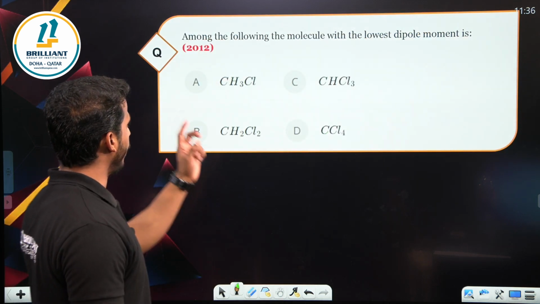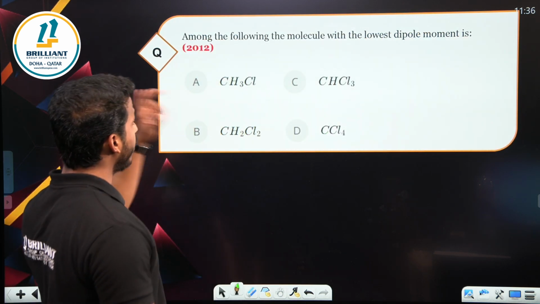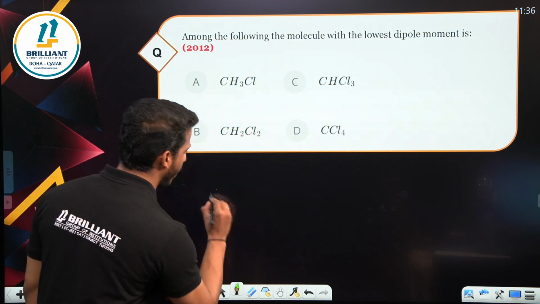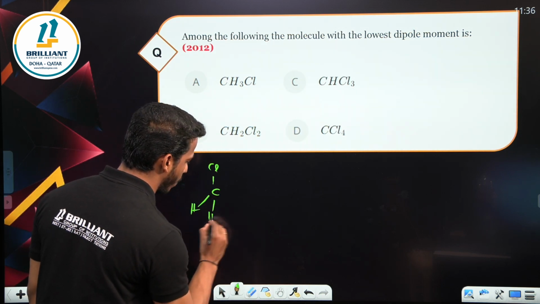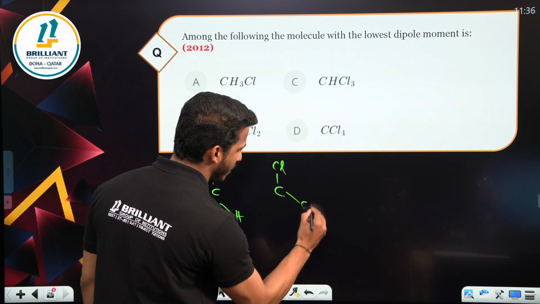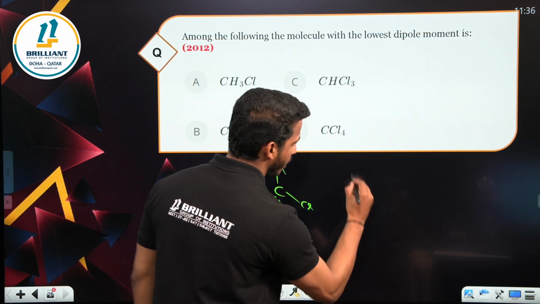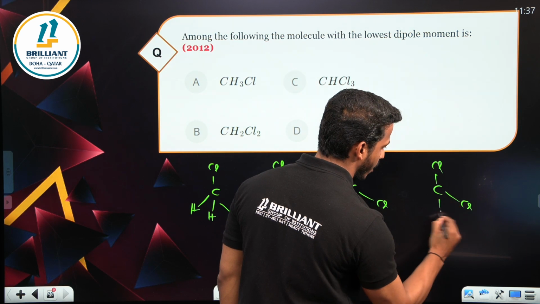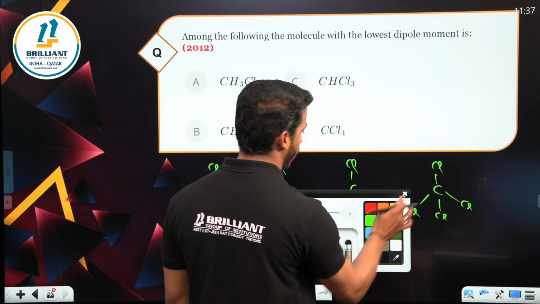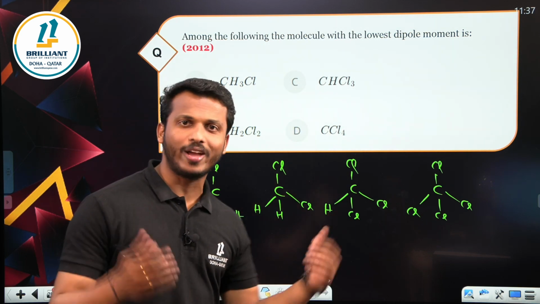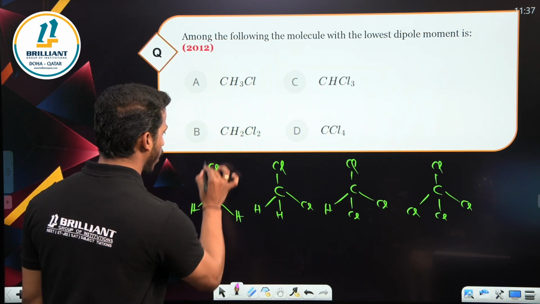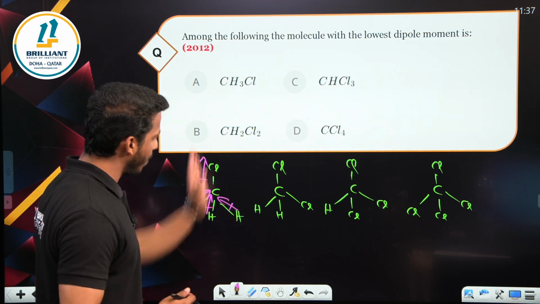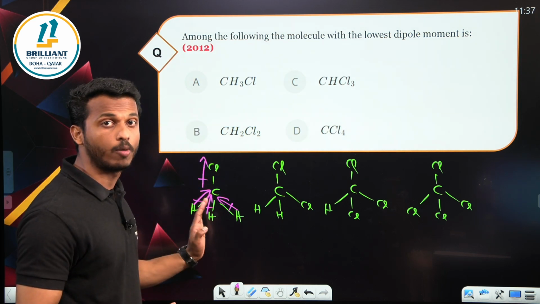Next one, a 2012 question. Among the following, the molecule with the lowest dipole moment is, all are haloalkanes given here. You know very well the CHCl3, this compound, and the CH2Cl2, this compound. CHCl3, chloroform, this is the compound, and CCl4, this is the compound. Among these four compounds, which one has the lowest dipole moment? You know very well the dipole moment order of these molecules. Chlorine is an electron withdrawing group, carbon is more electronegative. So here all the dipole moments add up. It has the highest dipole moment, highly polar.